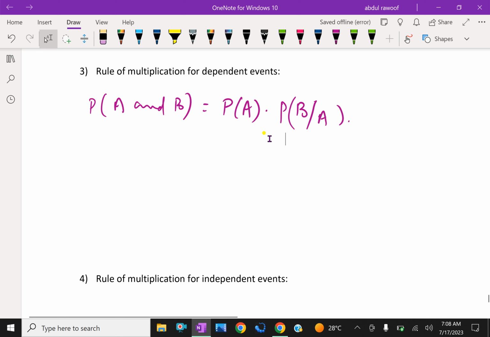This reads like: the probability that both events A and B will take place equals the probability of event A times the probability of event B when event A has already occurred. It means the probability of B when A has already occurred.